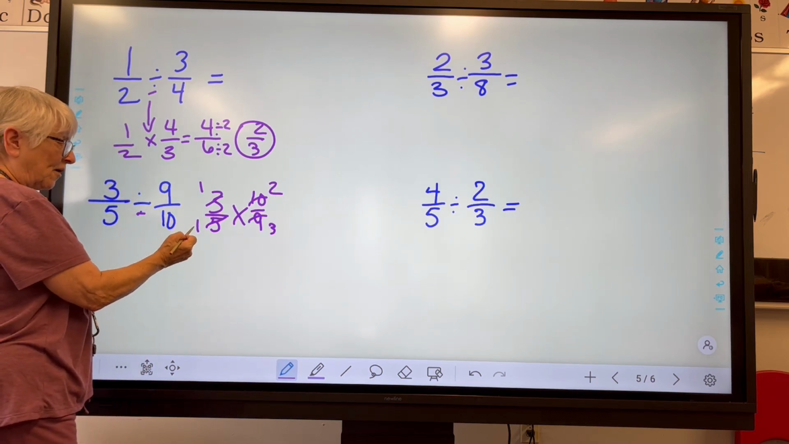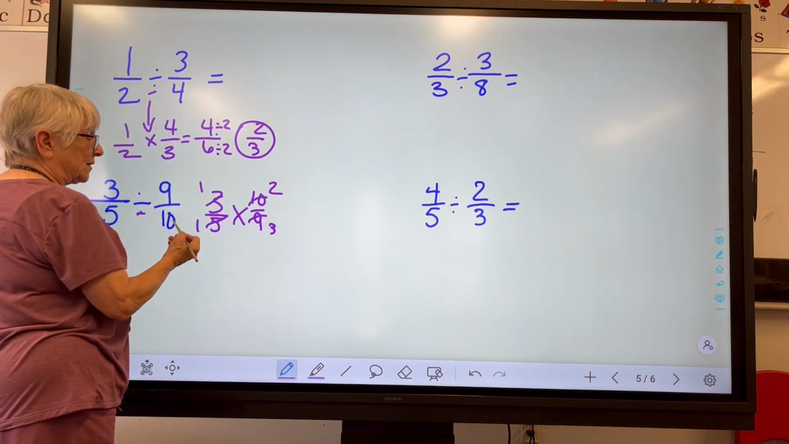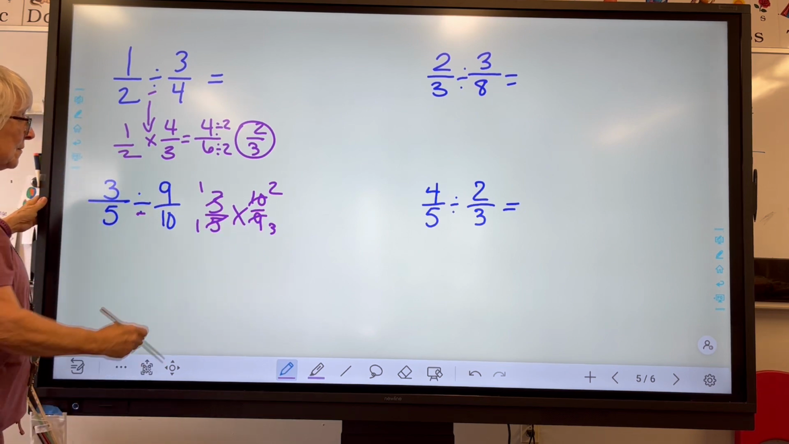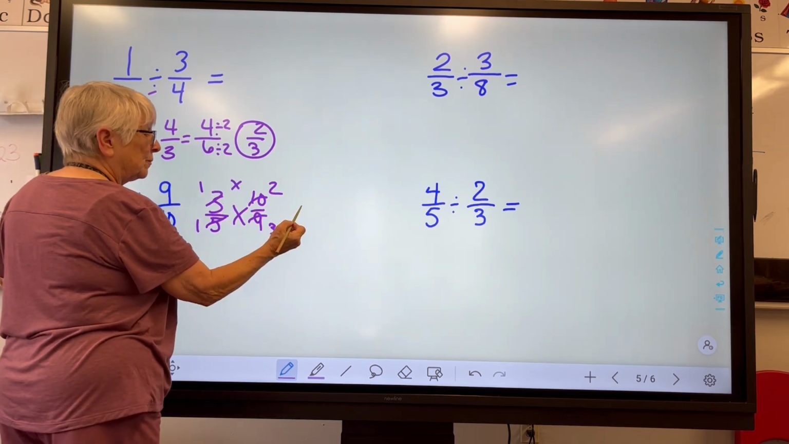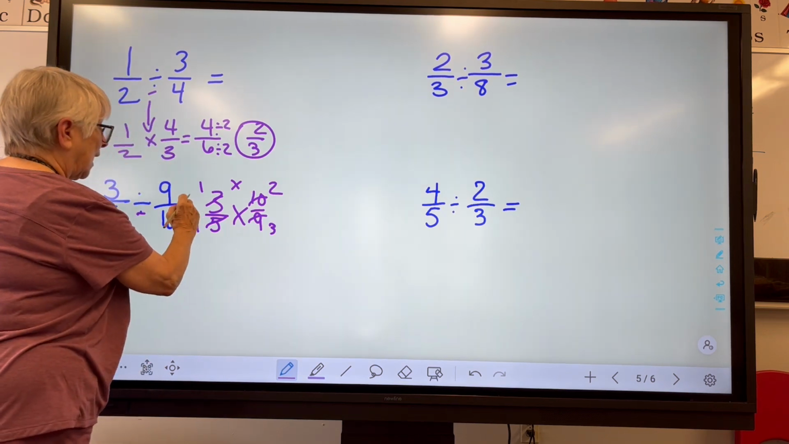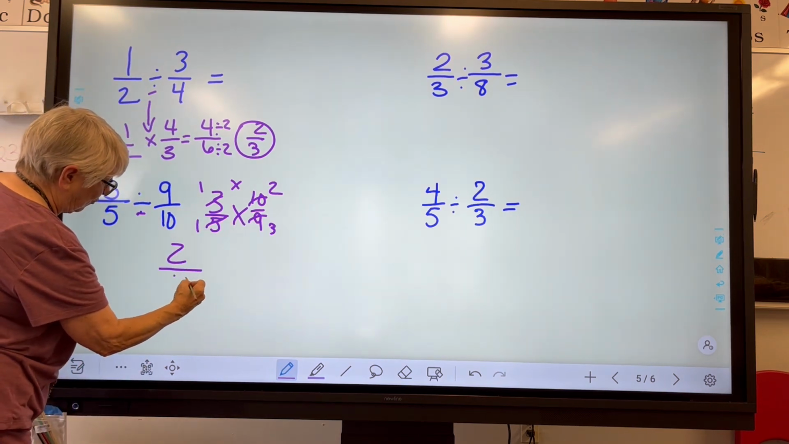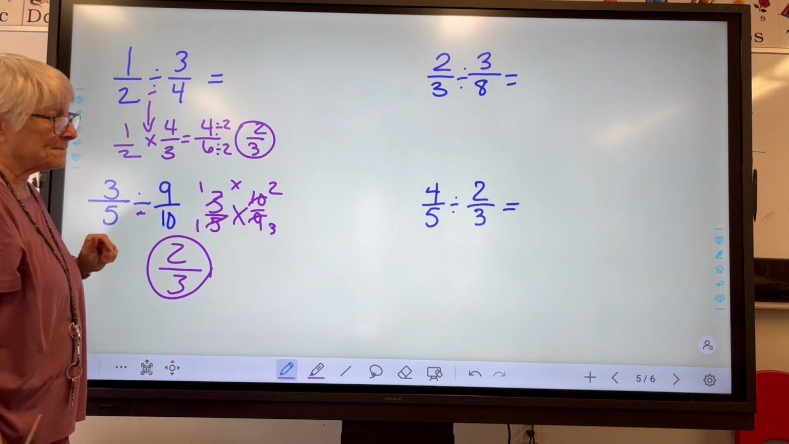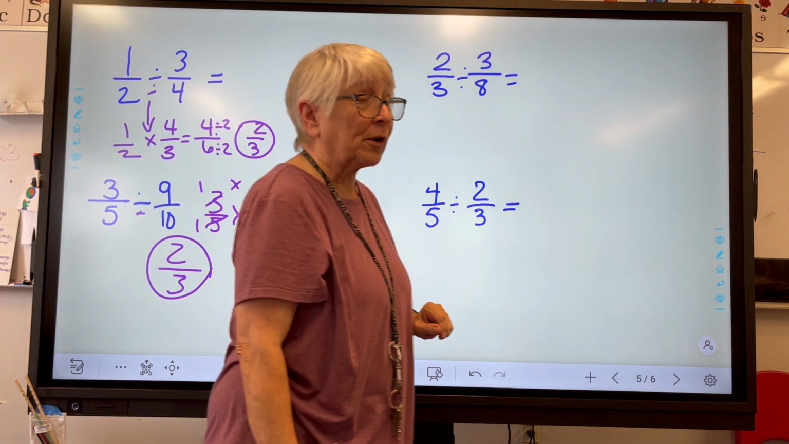So 5 goes into 5 one time, 5 goes into 10 twice. 3 goes into 3 one time, and 3 goes into 9 3 times. And 1 times 2 is 2. And 1 times 3 is 3. And the answer is 2/3. Okay, so don't forget your pre-reducing.